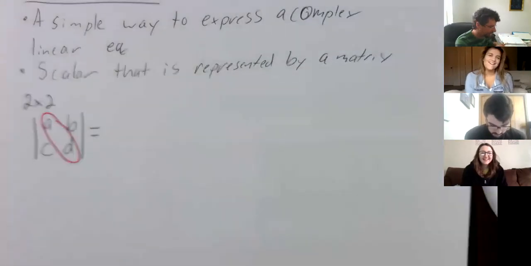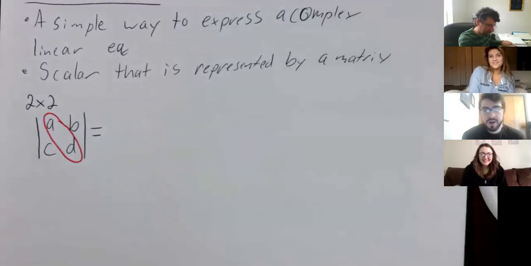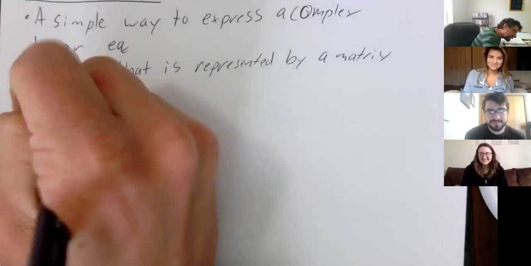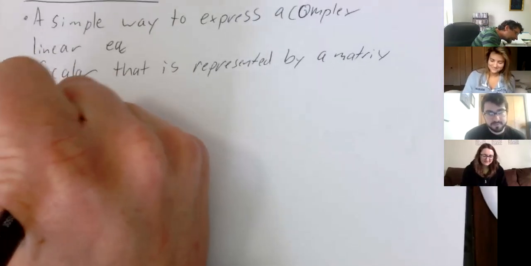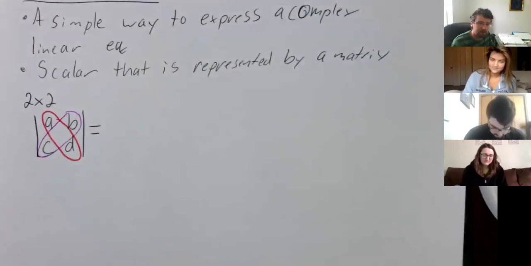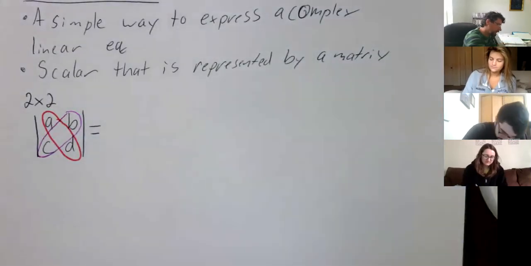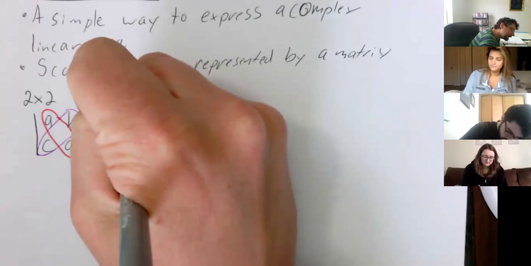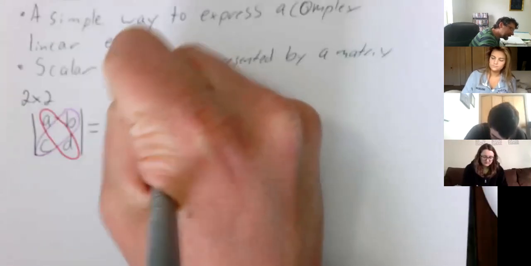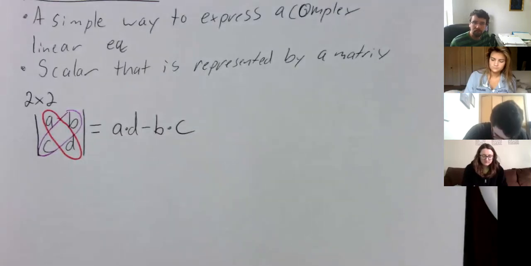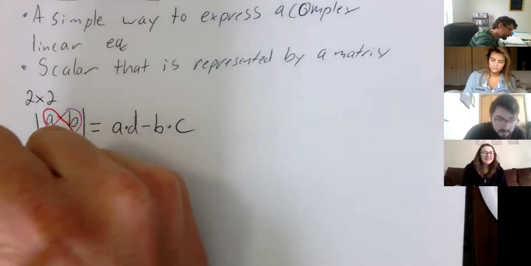Yep. So you take A and D multiplied together, and then you subtract off C and B. So A times D minus B times C. Okay, everybody with me so far? You see the pattern? Okay, let's go to a 3 by 3. Let's kick it up a notch.